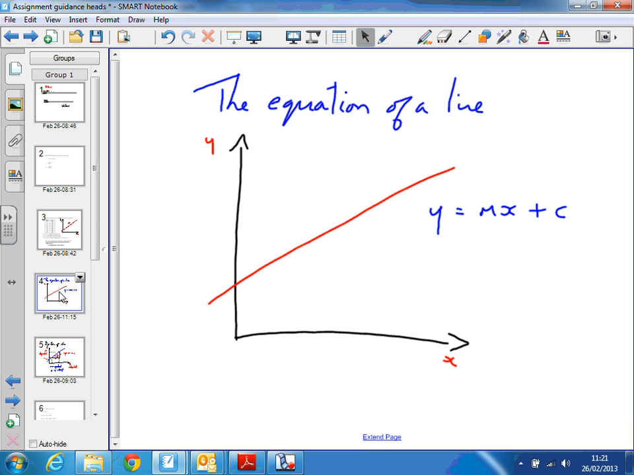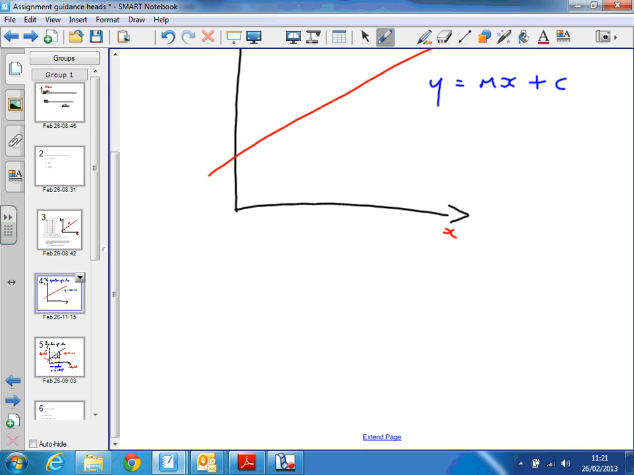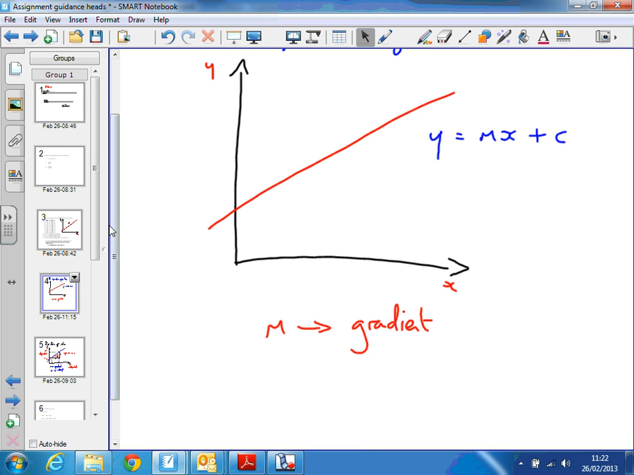Could anybody tell me what m represents? Yes, it is. Well done. The gradient of the line. So we use the symbol m to represent the gradient. And we find the gradient by drawing a triangle at a convenient point. And this is often a convenient point. Because the gradient is the slope. So we're after the slope.